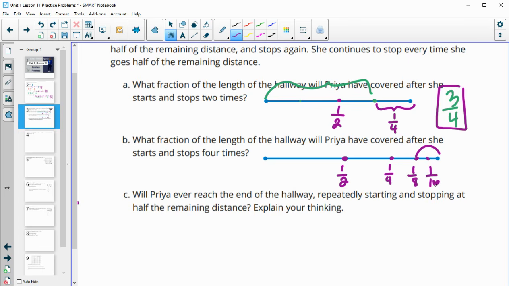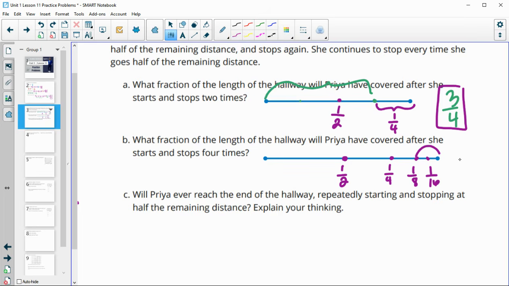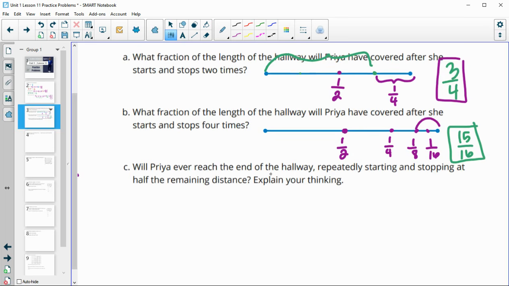So now she has 1/16. So this is how much she has remaining. So she has 1/16 remaining. So that means she's covered 15/16 of the hallway. That's how far she's gone. And then will she ever reach the end of the hallway repeatedly starting and stopping at half the distance?